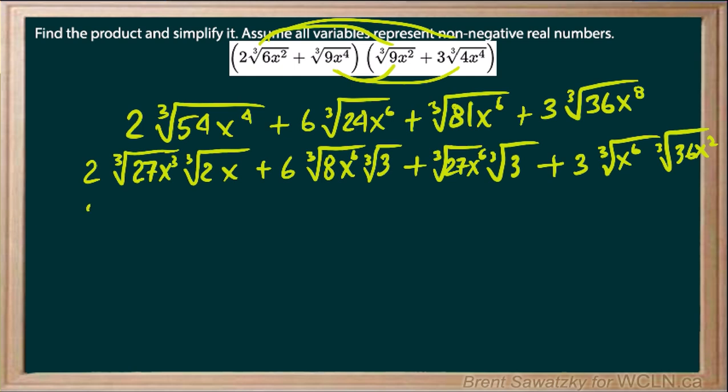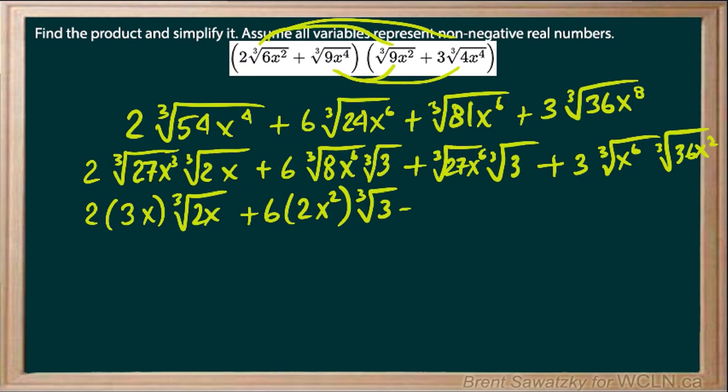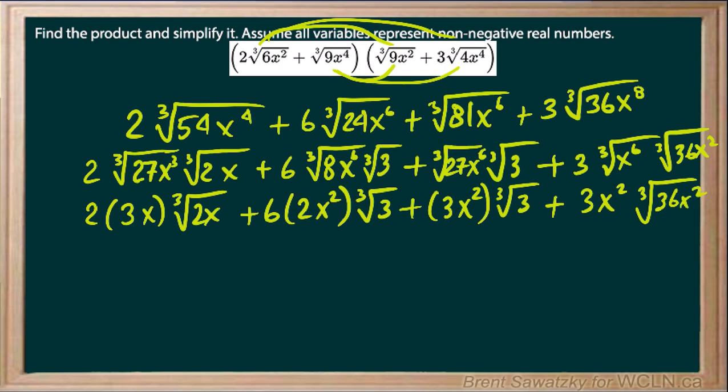Let's just break it down a little further here. Cube root of 27 is 3. Cube root of x to the 3 is just x. And then we'll keep this so we don't lose track of anything. Cube root of 8 is 2. Cube root of x to the 6 would be x squared. The cube root of 27 will be 3. And the cube root of x to the 6 will be x squared. And finally, the cube root of x to the 6 will be x squared. And we are left with 36x squared.